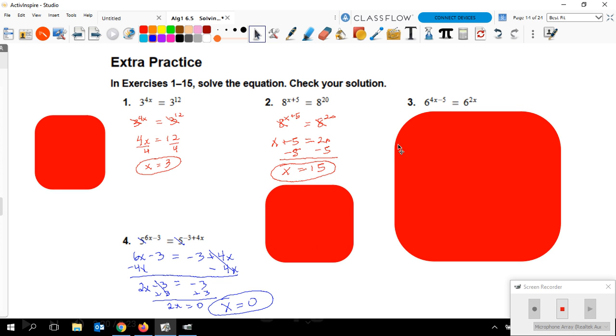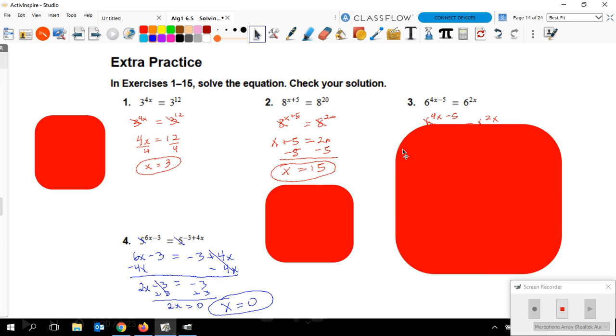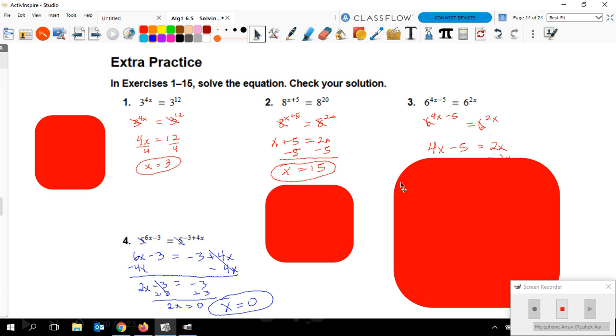And then for number 3, they both have a base of 6. So we're going to cross out the 6's there. And so that's going to give me exponents of 4x minus 5 equals 2x. So we write that down like that. 4x minus 5 equals 2x. Now we could either subtract 4x or we could subtract 2x. I decided to subtract 2x. You could have done it the other way and still get the right answer. There's more than one way to go about solving some of these.